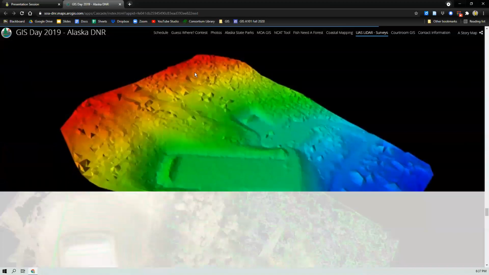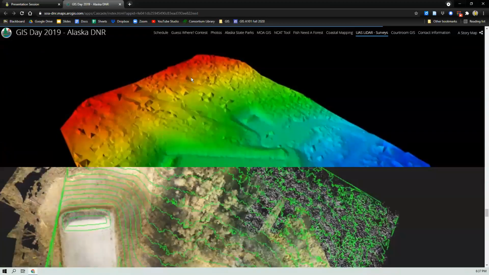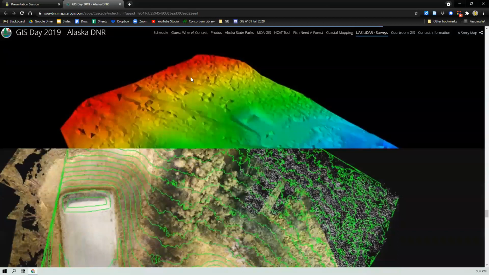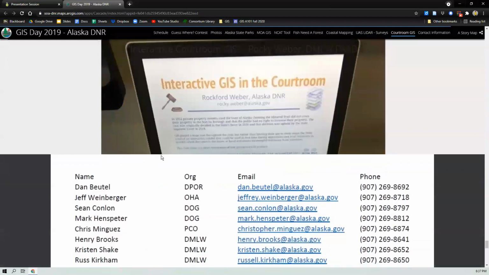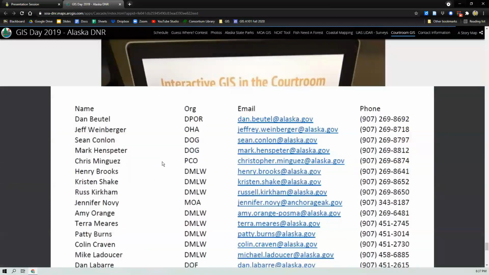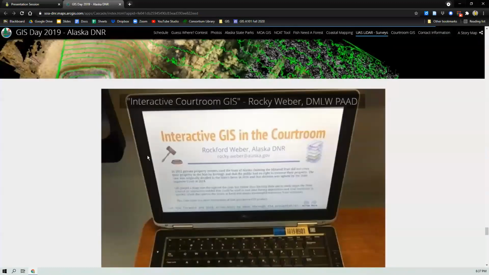So these are all projects that were done with ArcGIS or other GIS software, but I think most of them probably ArcGIS. And just examples of how that gets used in our state to make a difference for people right here in Alaska.